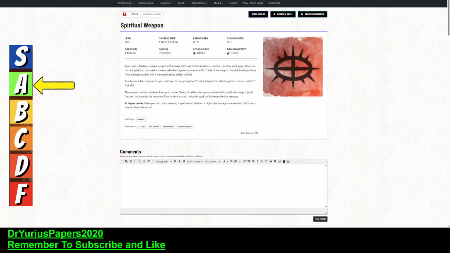It has a range of 60 feet. That's great. It lasts for an entire minute, and you can move it around. It's got a verbal and somatic component. So you create a weapon within the range of the spell. Again, it's 60 feet. When you cast the spell, it makes an attack against a creature within 5 feet of it. On a hit, the target takes 1d8 plus your spellcasting modifier, and then you can upcast that, and it'll cause more damage.